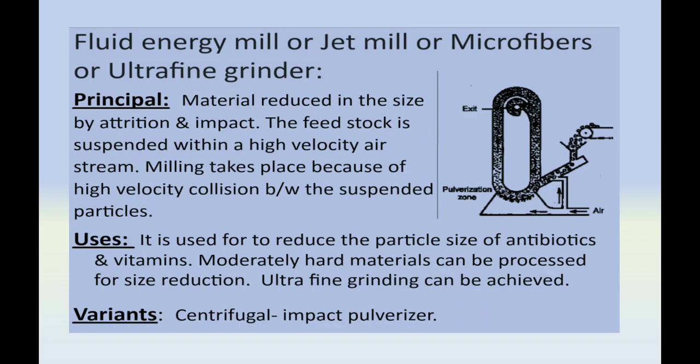Now let's talk about the advantages. The first advantage is it has no moving parts, hence heat is not produced during milling. Therefore heat labile substances can be milled, for example sulfonamides, vitamins, and antibiotics. The second advantage is it is a rapid and efficient method for producing powders of 30 microns or less. Next, since there is no wear of the mill, contamination is not possible.